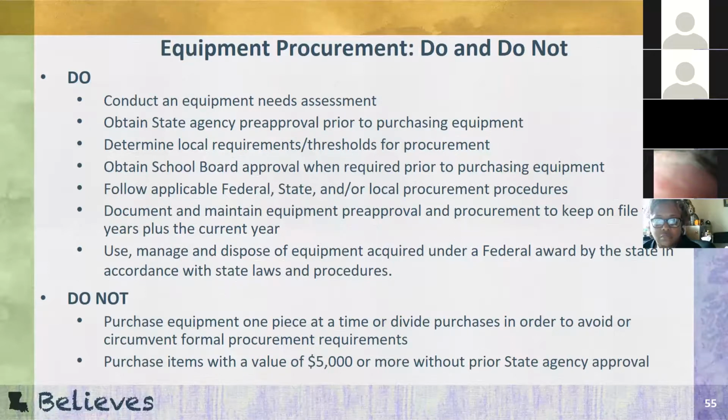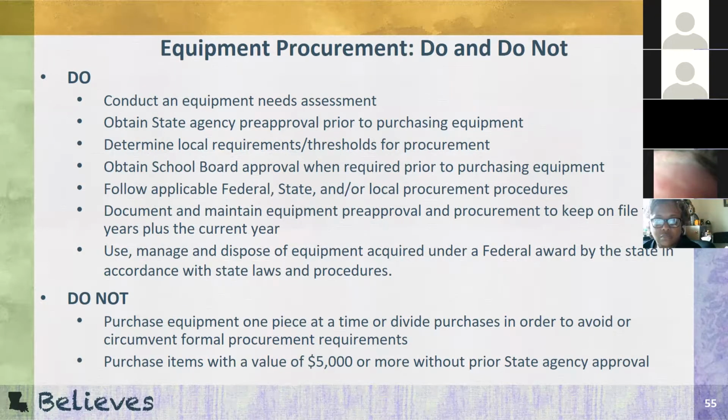Determine the local requirements and thresholds for the type of procurement to be conducted at the LEA level. Obtain school board approval if required prior to purchasing equipment. Make sure that you're following all applicable federal, state, and/or local procurement procedures. Document and maintain equipment pre-approval and procurement on file for 3 years plus the current year.